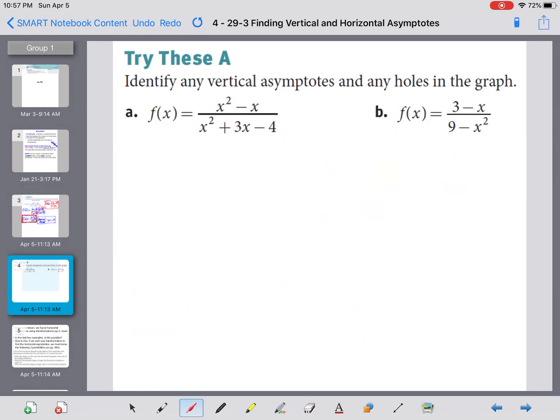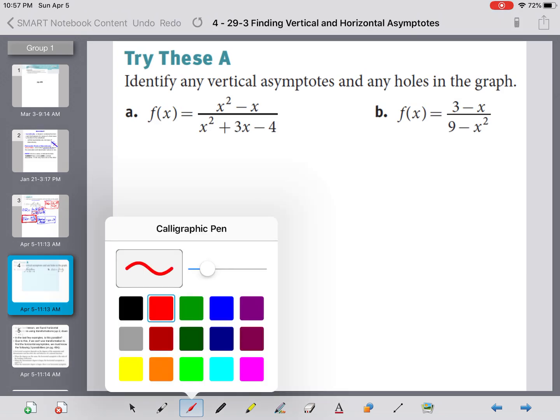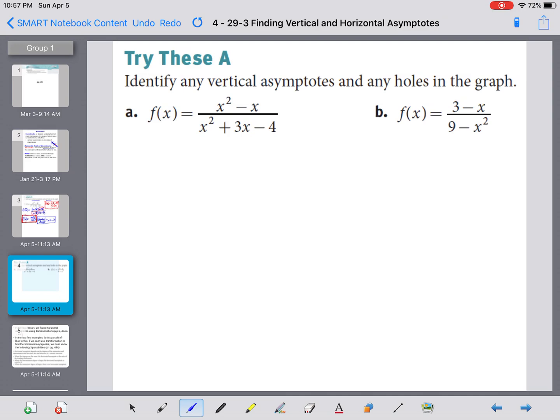Let's try a few here. So pause the video, take a second, and reduce top and bottom as much as you can, and see if you can identify the vertical asymptotes and the holes.